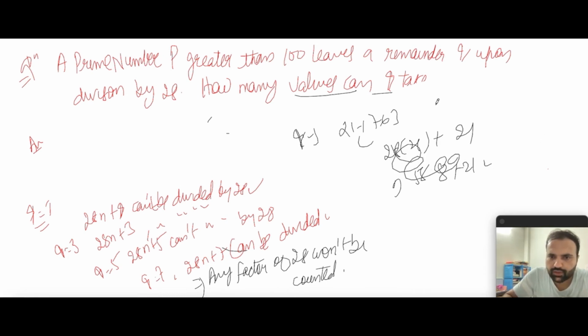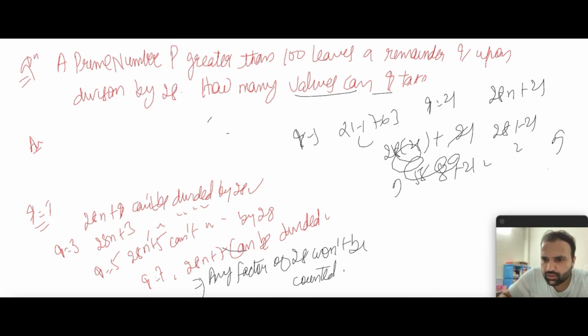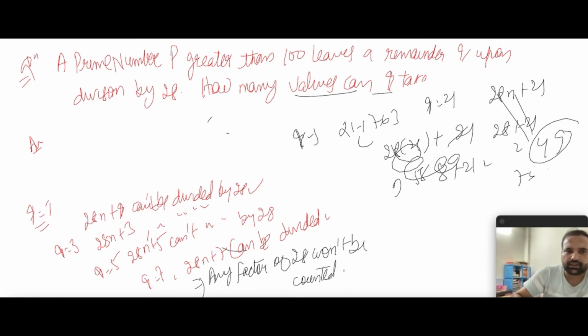We have Q equal to 21. We need to check the equation 28N plus 21. So for N equal to 1, we see that 7 comes up over here, so we cannot take this as well. So it means that all the factors, that's what we can generalize of it.